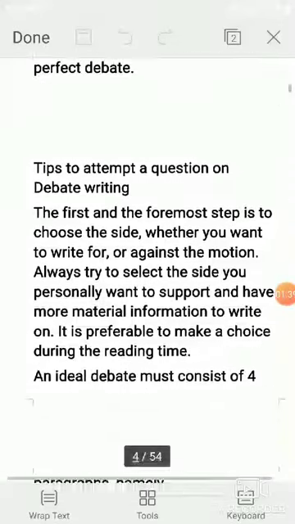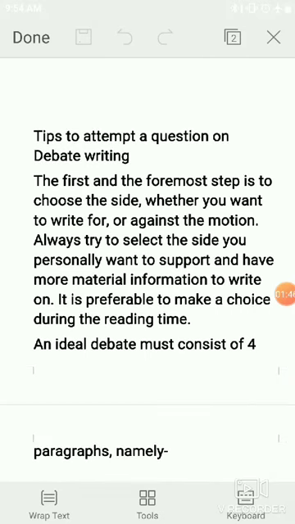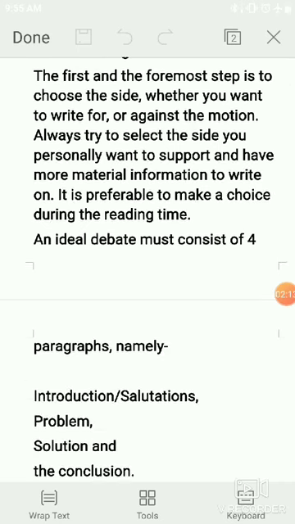First of all, here are some tips on how to write a debate and what basic things we need. The first and foremost step is to choose the side, whether you want to write for or against the motion. Students, usually we get questions like write for the motion or against the motion. For the motion means to support it. Always try to select the side you personally want to support and have more material and information to write on. It is preferable to make this choice during the reading time.